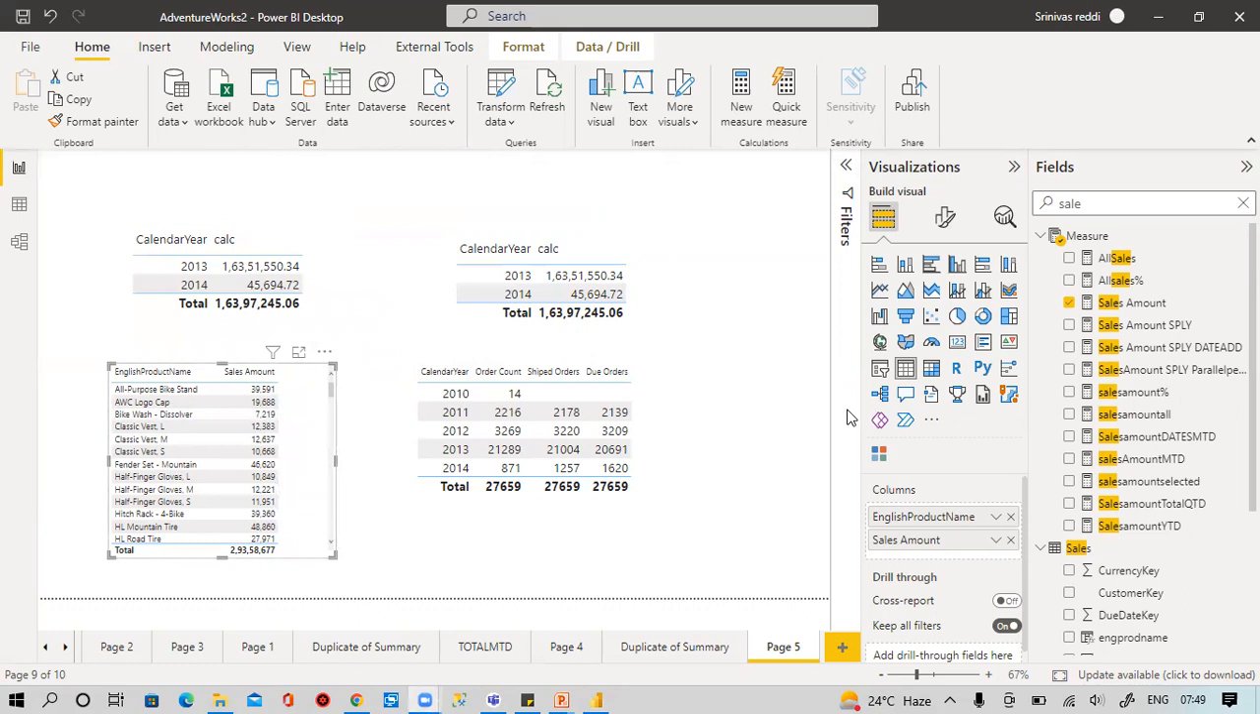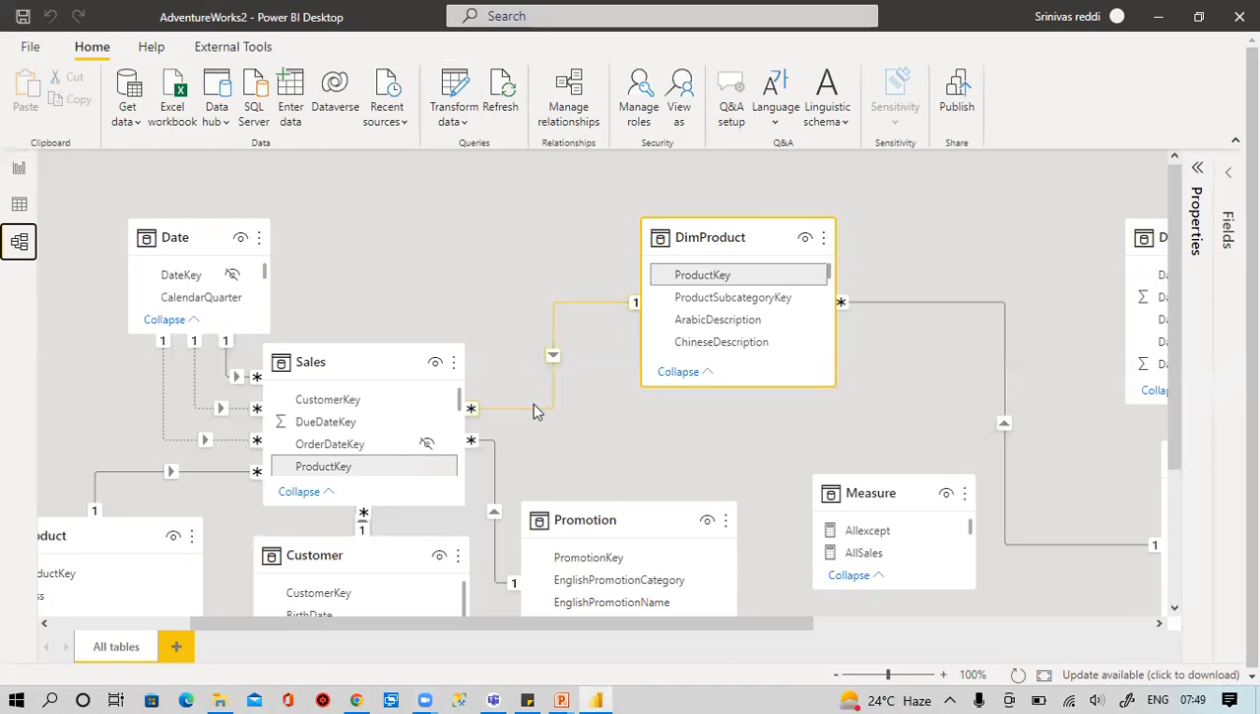Yes, understand? Power BI always uses outer join only. Yes, which means we are joining with an outer join.